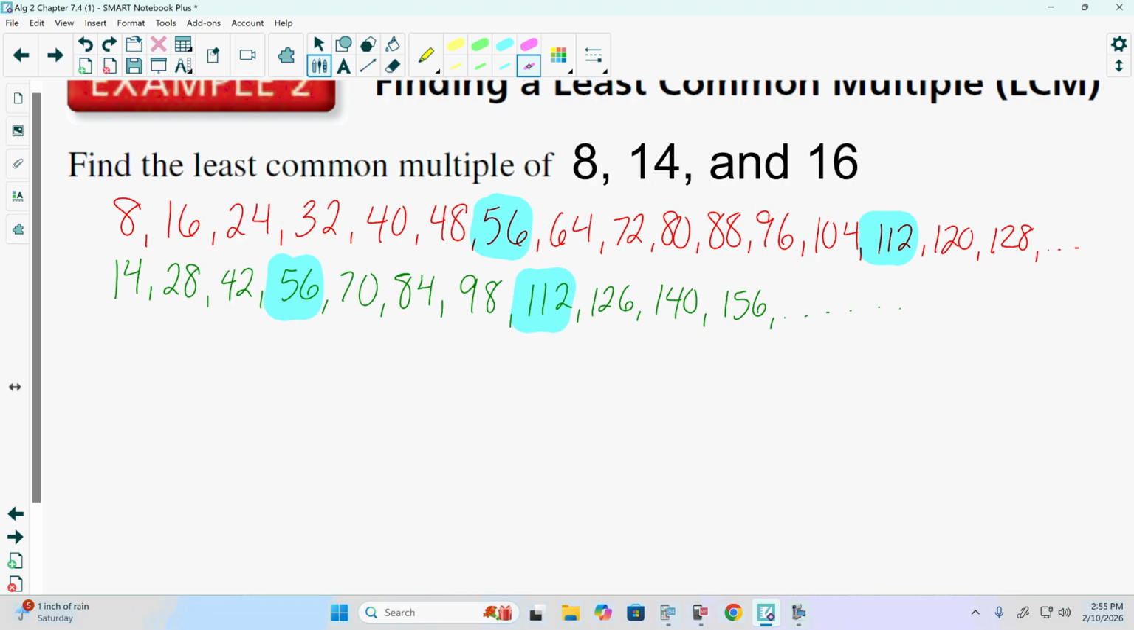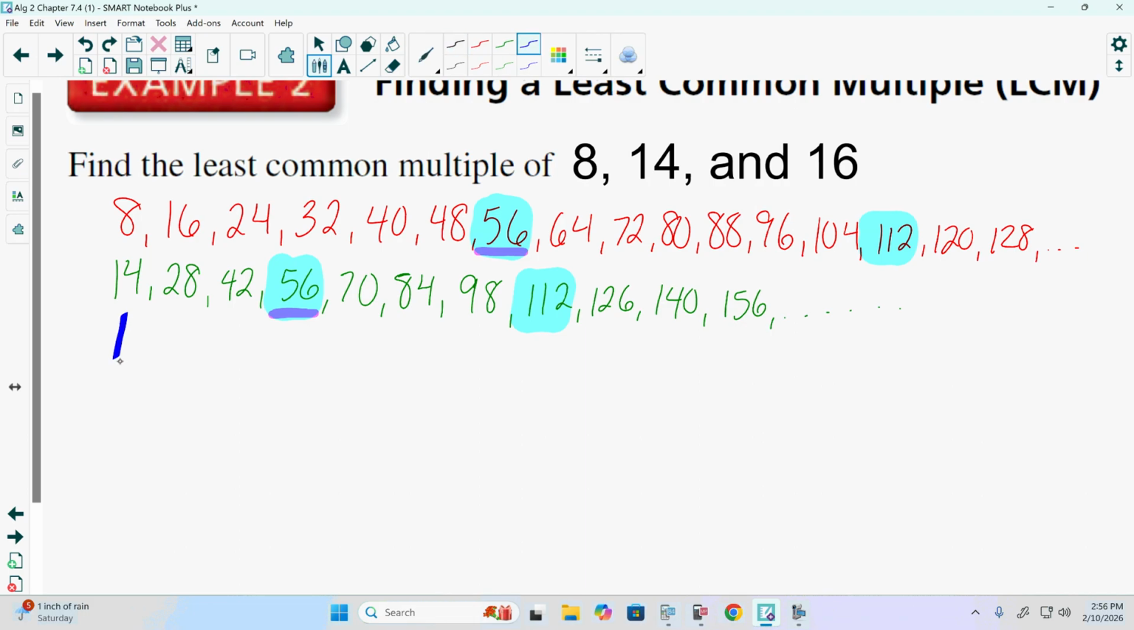And if we kept the numbers going far enough, we would find another common multiple eventually, yes? Now, when we talk about least common multiple, we're really saying what is the first multiple that both numbers have in common. So for 8 and 14, the least common multiple is 56, which is fine. But does that necessarily mean 16 is also 56? No.